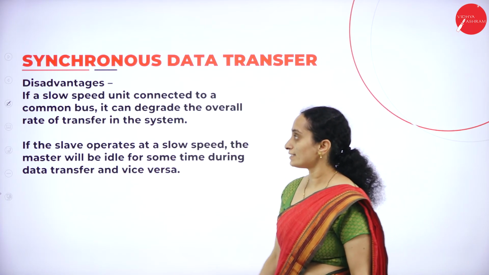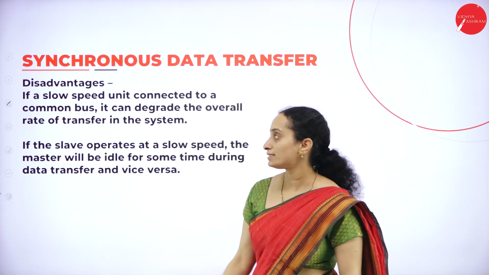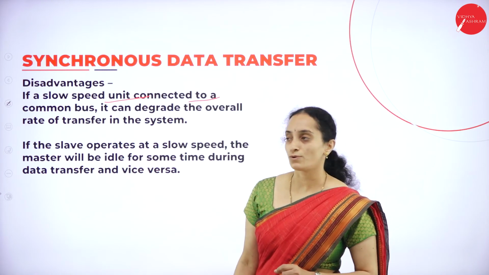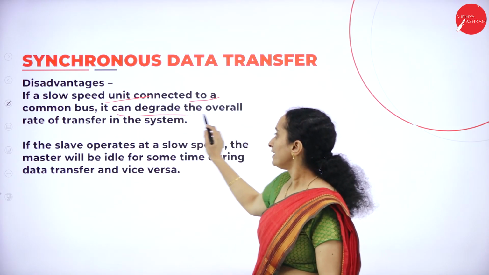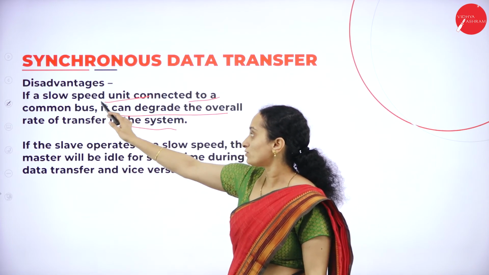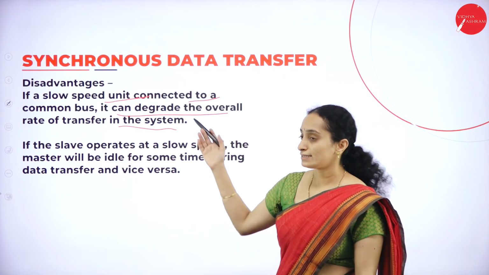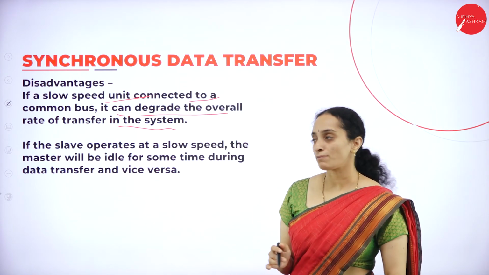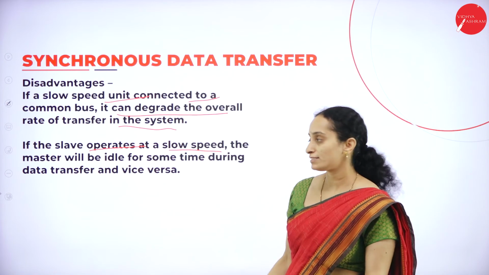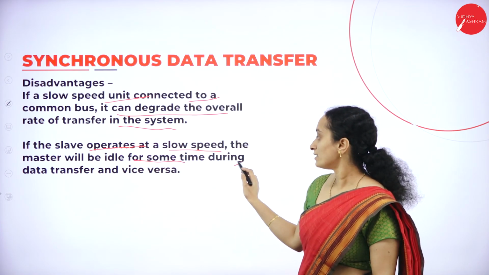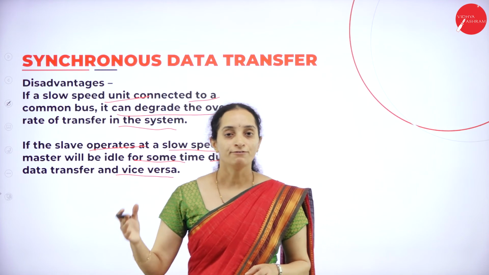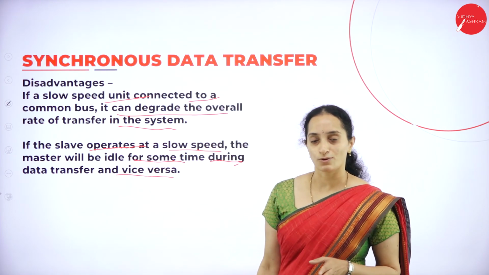What are the disadvantages of the synchronous data transfer? If a slow speed unit is connected to a common bus, it can degrade the overall rate of data transfer in the system. There will be many time delays because of the slow speed unit. It delays the data transfer much more than the normal operation. Another thing is, if the slave operates at a slow speed, the master will be idle for some time during the data transfer. So the master has to sit idle if the slave operates at a slow speed.